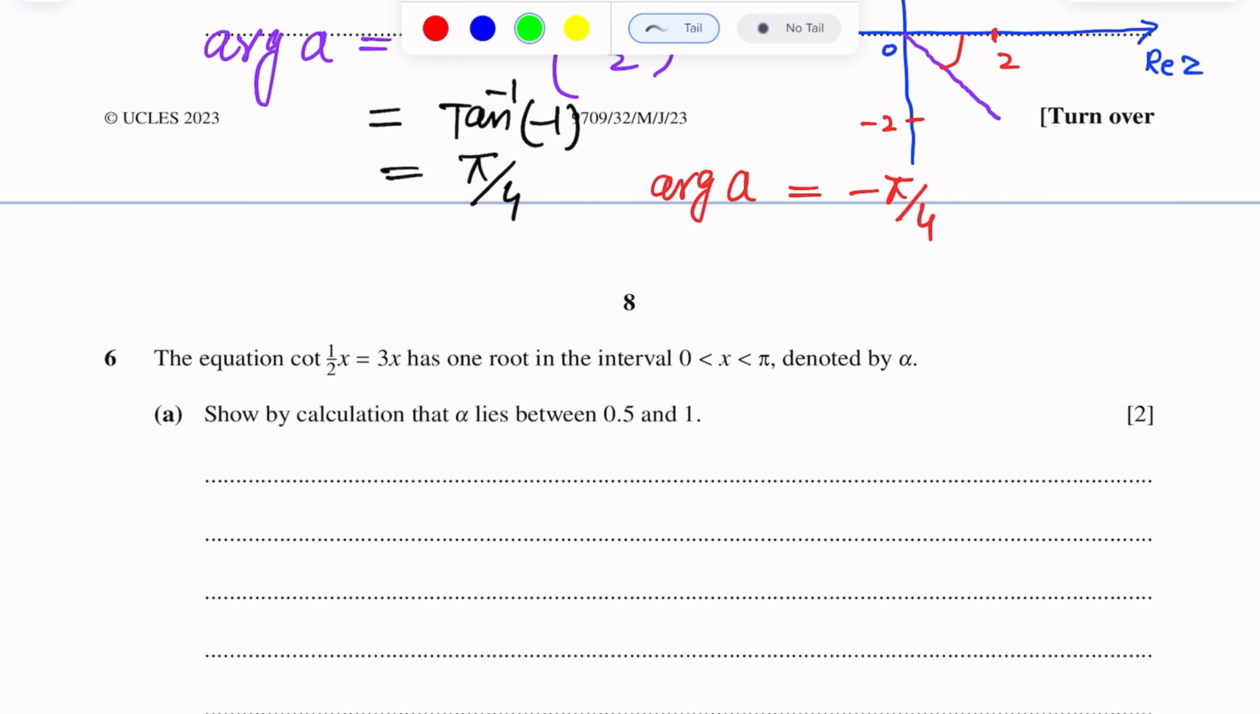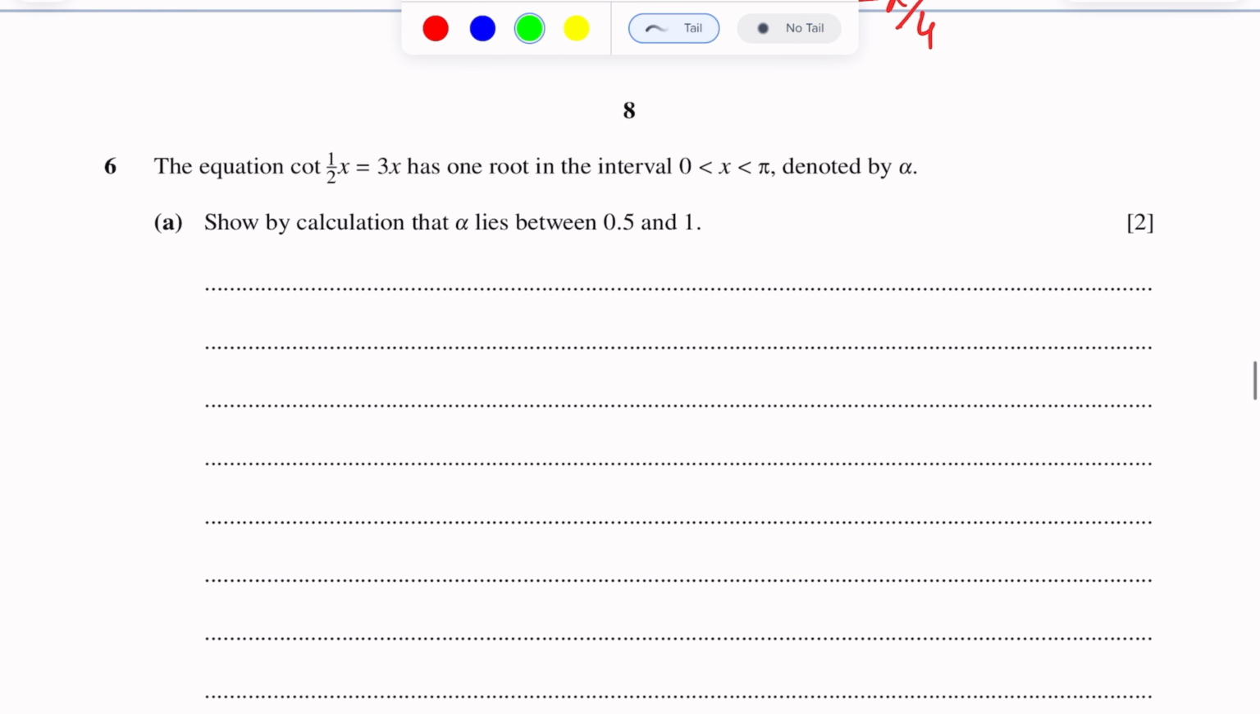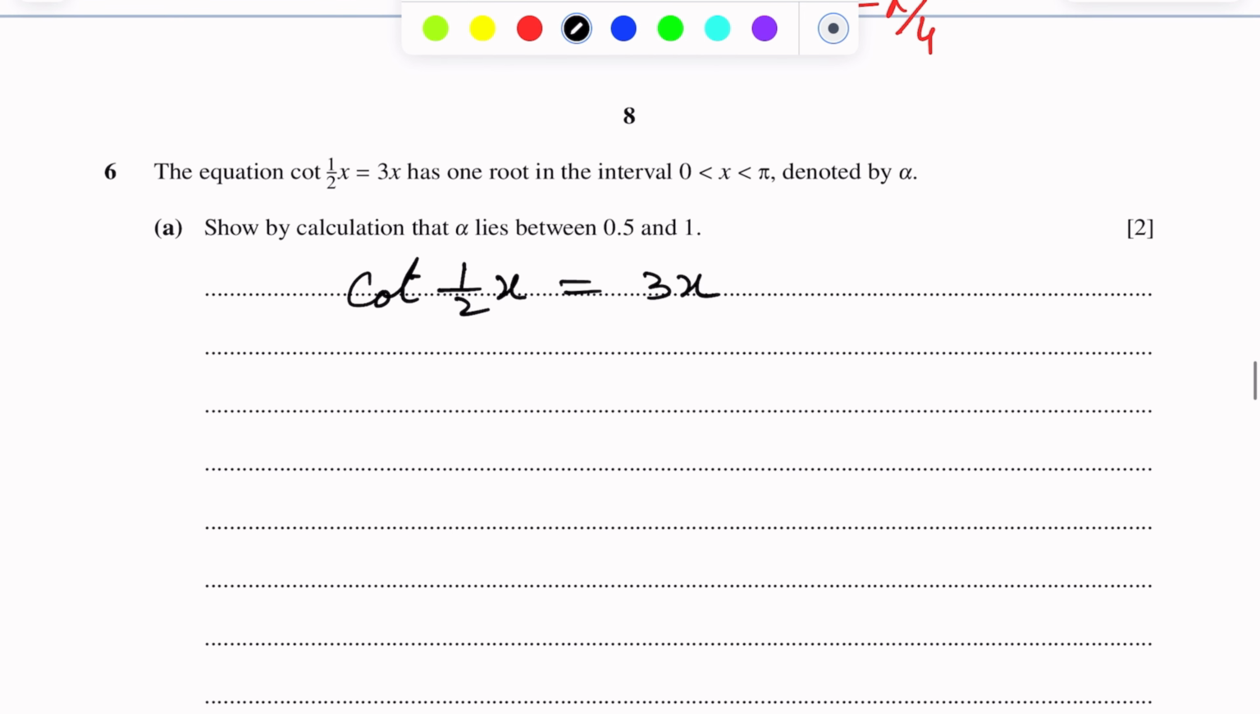In this part A, the sign change rule will be used. First of all, we will write this equation cot(1/2 x) = 3x. We can make it a single function, so let the function be f(x), since the variable is x. So we can say that the function f(x) will be cot(1/2 x) minus 3x.